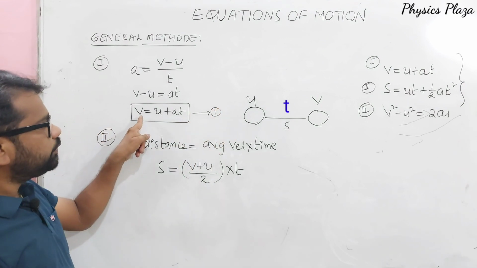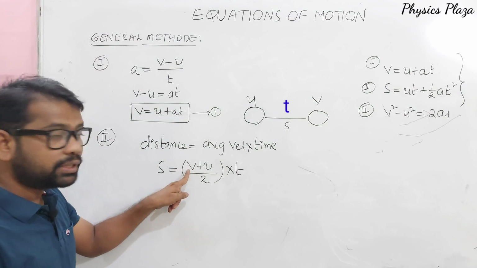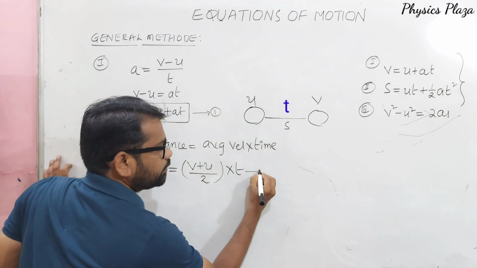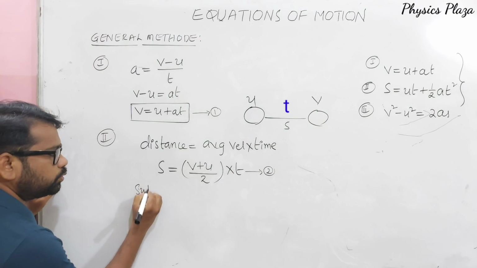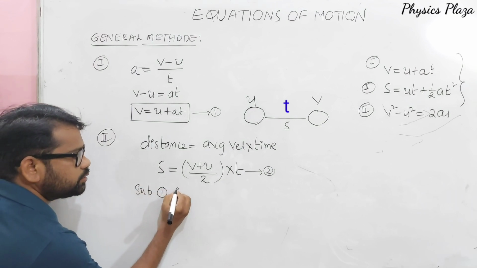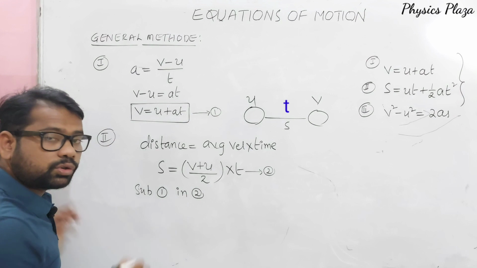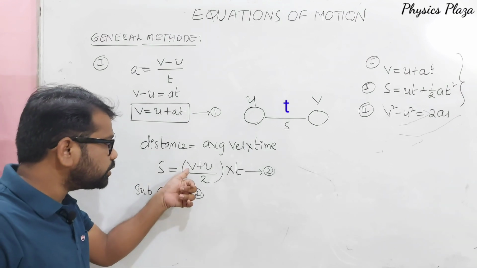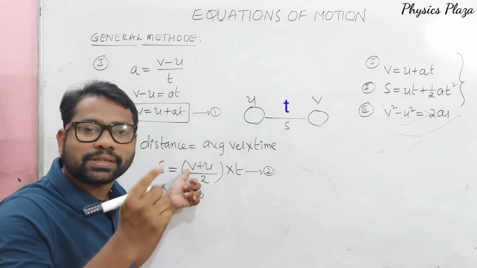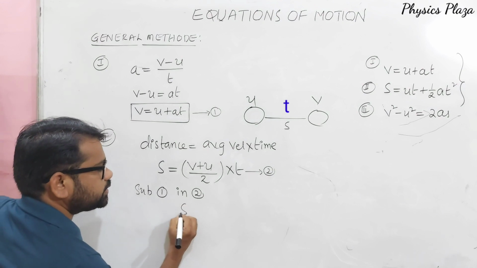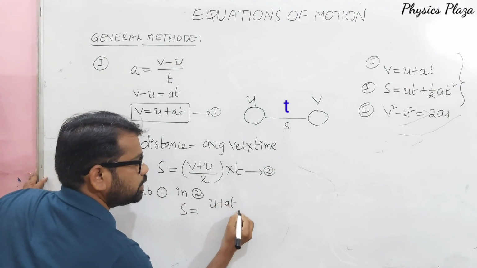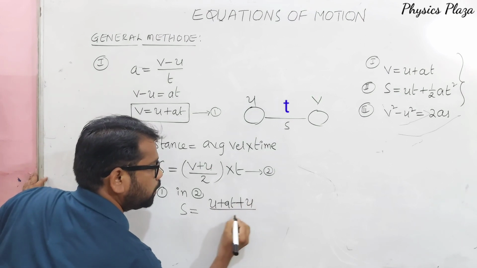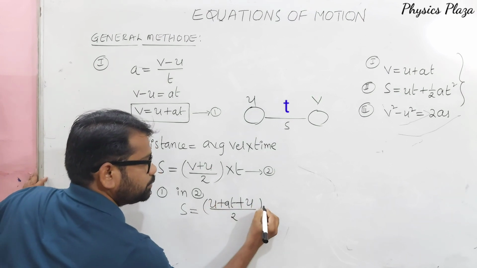So, substitute V is equal to U plus AT here, let it be equation 2. Now, here substitute 1 in 2. Where do we have to substitute? We are going to substitute in the place of V. So, in the place of V, we are going to write U plus AT. So, here S is equal to U plus AT plus U by 2 times T.